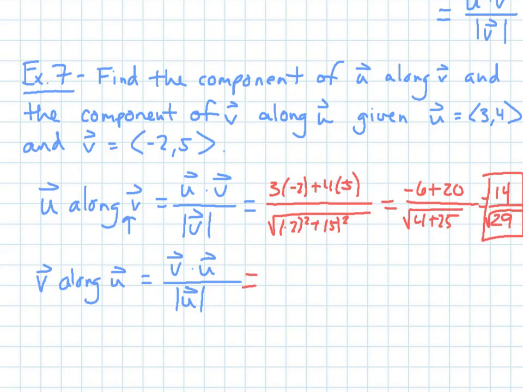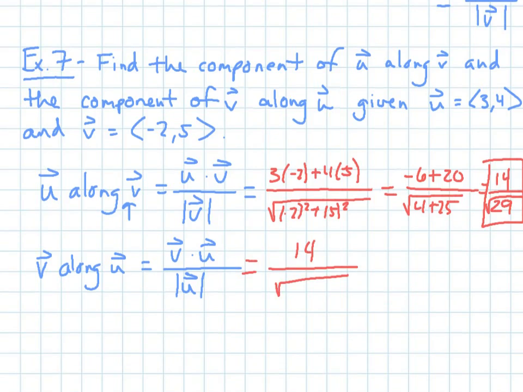And then down here, now the dot product is going to be exactly the same. Because remember it's commutative, so I already know it's 14, but the magnitude is going to be different. Take 3 squared plus 4 squared. So 14 over square root of 9 plus 16, which is square root of 25, which is going to be 14 over 5.